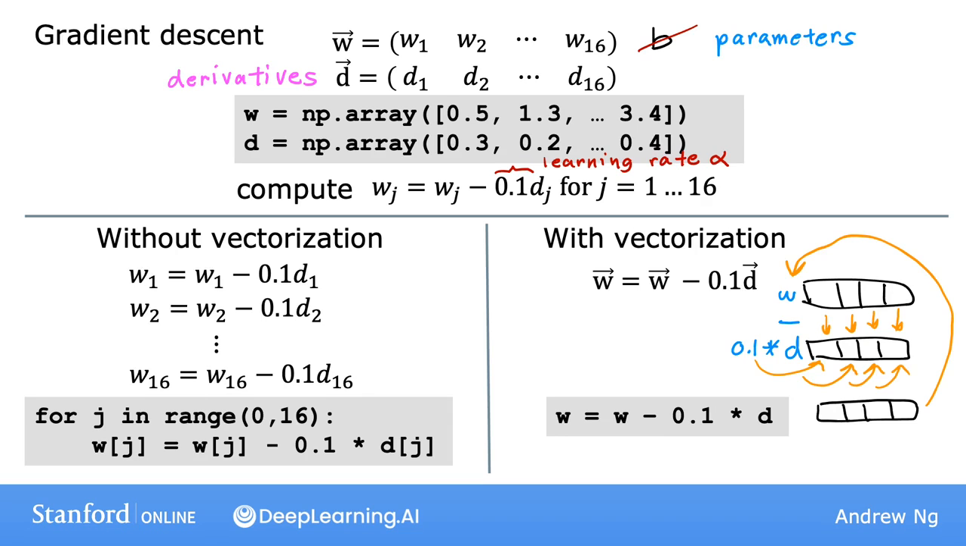Maybe the speed difference won't be huge if you have 16 features, but if you have thousands of features and perhaps very large training sets, this type of vectorized implementation will make a huge difference in the running time of your learning algorithm. It could be the difference between code finishing in 1 or 2 minutes versus taking many, many hours to do the same thing.